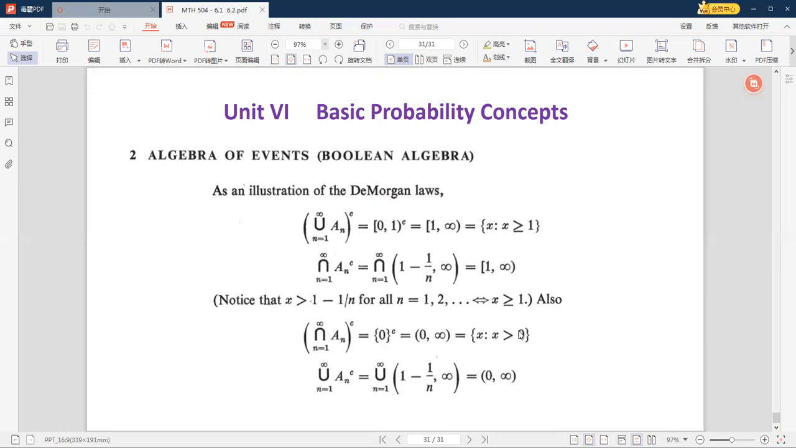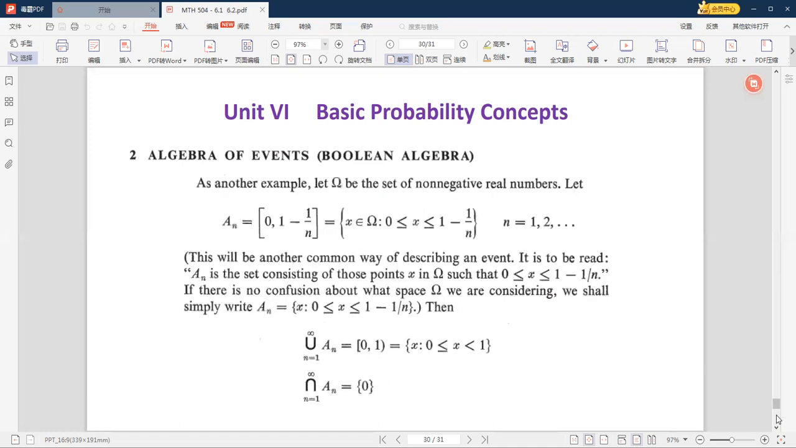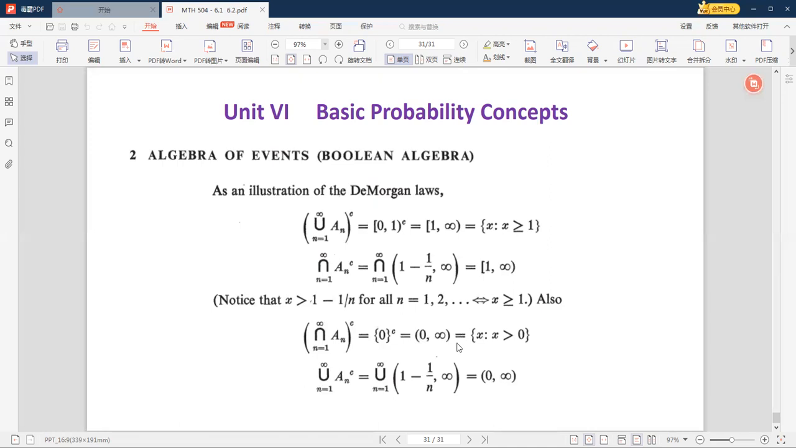Okay. So, we can also do the intersection of A_n and take the complement. That's pretty easy because the intersection of A_n for all the n's is just 0, as we just did. So take the complement of it, you just take out the point 0 from omega, which is the non-negative numbers. So that will be all the numbers from 0 to infinity, not including 0. Just take out 0 from the whole thing.